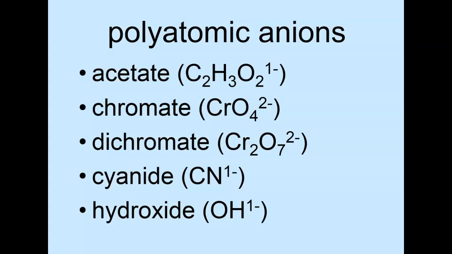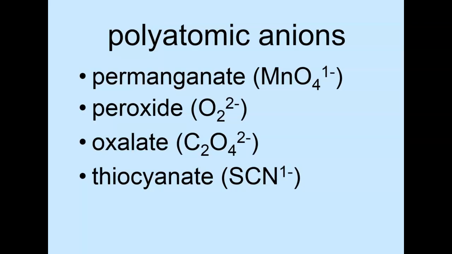Then there's a bunch of anions you need to know. All right, so I'm going to say them for you so you can hear what they say. It's acetate, chromate, dichromate, cyanide, and hydroxide we've seen before. Permanganate, peroxide, oxalate, and thiocyanate.